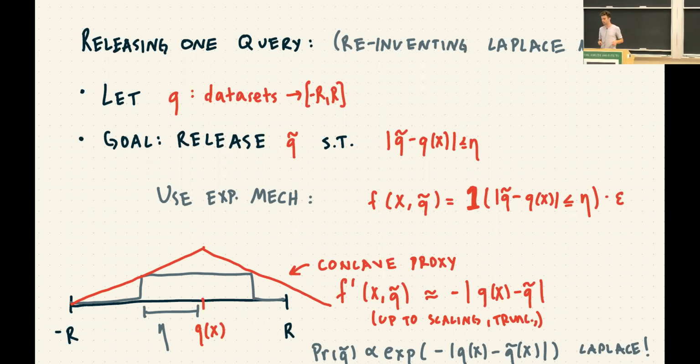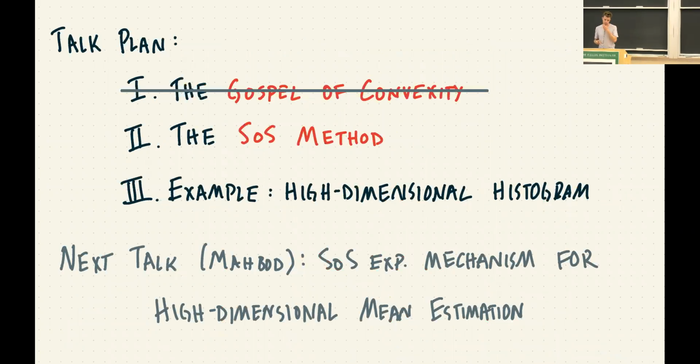I'm actually going to leave this problem behind. But our goal is in general to design better proxies that do preserve such properties. And for that, we're going to rely on this method for designing convex relaxations called the sum of squares method. So now I'm going to switch into part 2 of the talk.